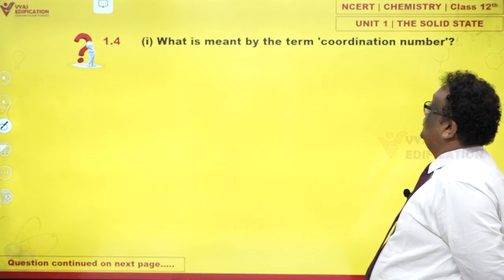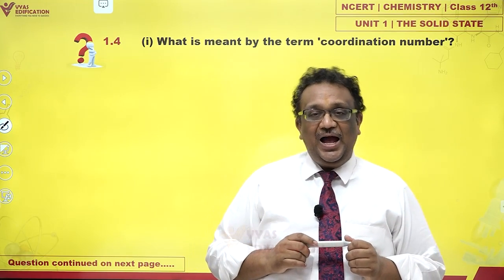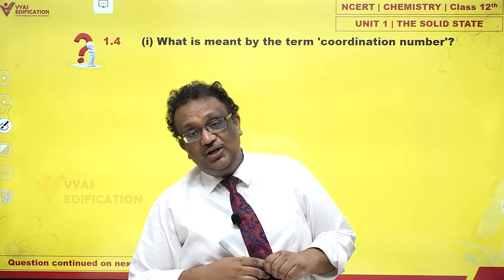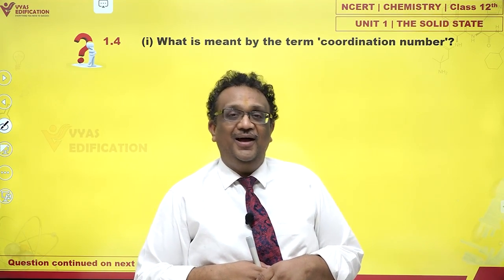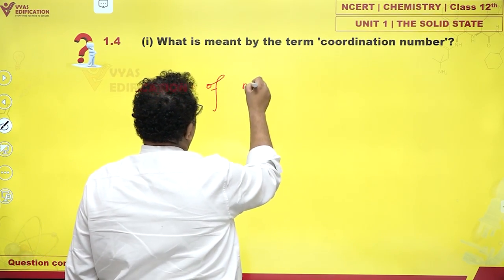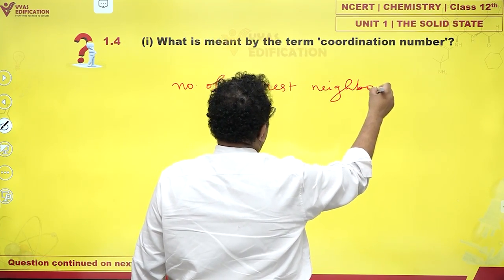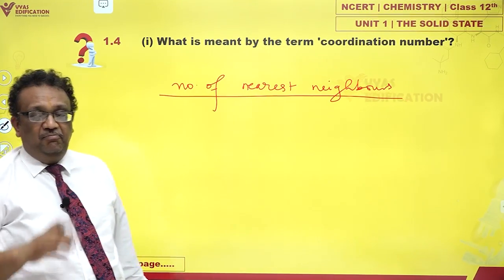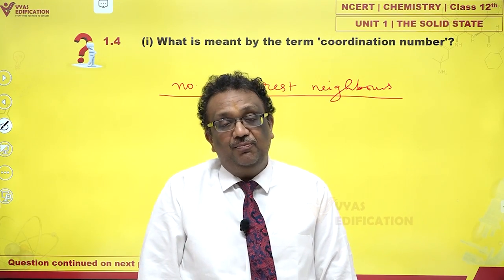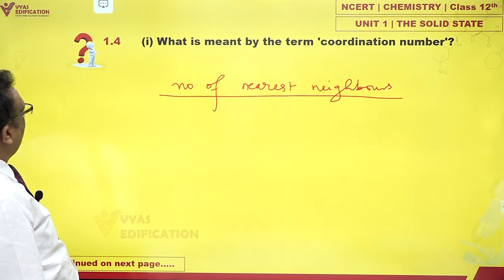What is meant by the term coordination number? The number of nearest neighbors to any atom, molecule or ion in a crystalline structure is called the coordination number of that atom, molecule or ion. So what is coordination number? It is the number of nearest neighbors, or the number of particles which surround a given particle or which are in immediate contact with a given particle are called its nearest neighbors, or their number is called the coordination number.